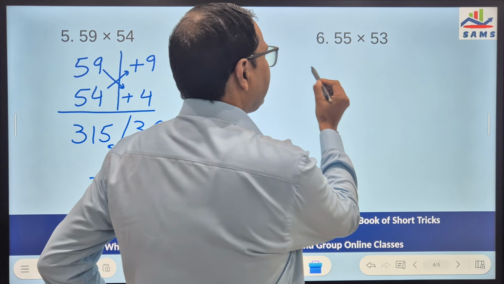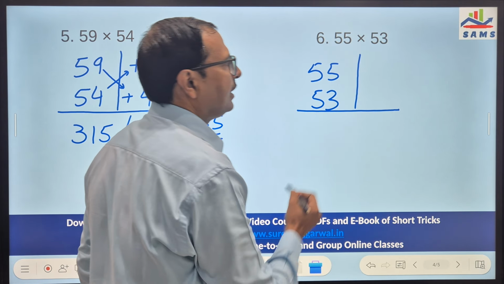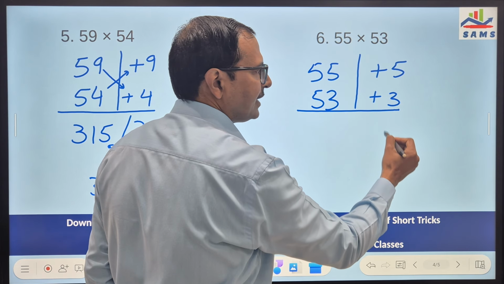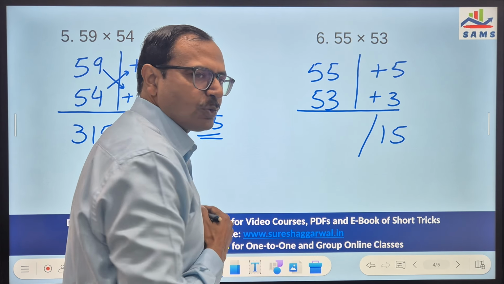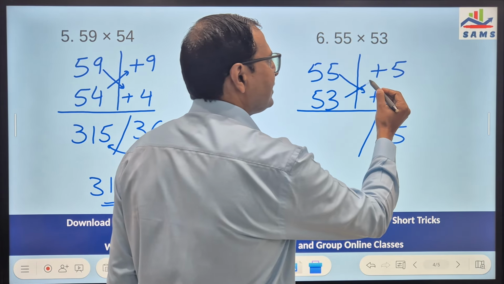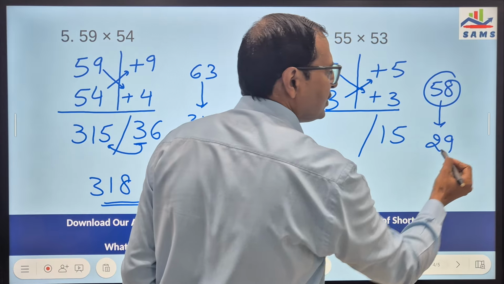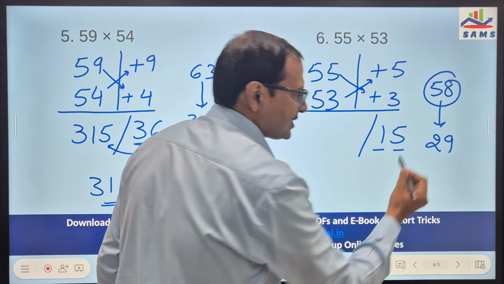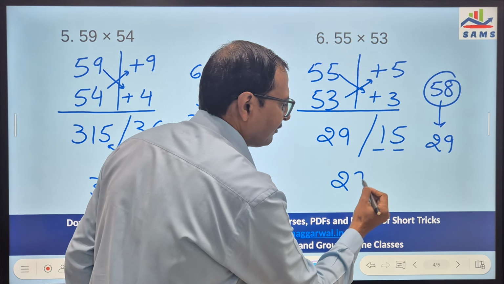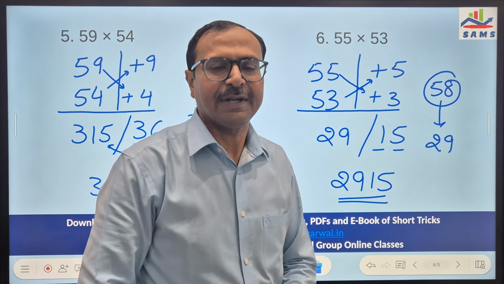One more time, 55 times 53. If you put a vertical and a horizontal line, this is +5, this is +3. So when you multiply these two, you get 15. Separate it out using a slash. Add like this, you get 58. Add like this, you get 58. Now 58 is an even number. Half of this is 29. So what do we do? We need two digits here. So 29 is already there. So 2915. We don't need to do anything with this, and that gives us the product of the numbers.